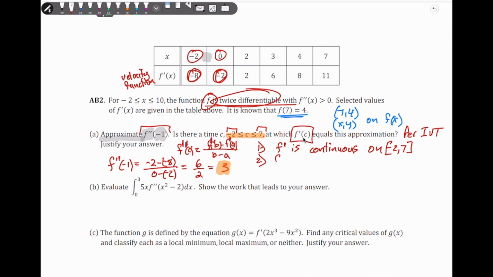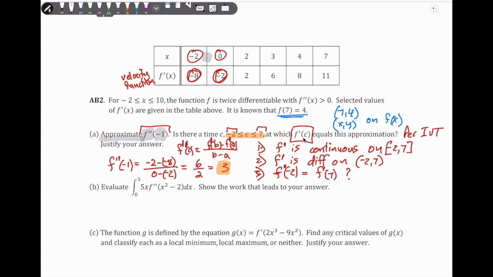Number two, f prime is differentiable. So it's differentiable on -2 to 7, non-inclusive. And we know this because it was again stated that it was twice differentiable as far as f of x is concerned. All right, so our third stipulation with IVT is to check, are the y values different? We have to check, is f prime of -2 equal to f prime at 7? That's what we have to check.